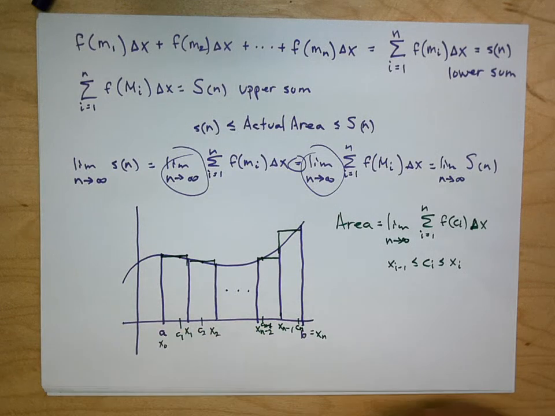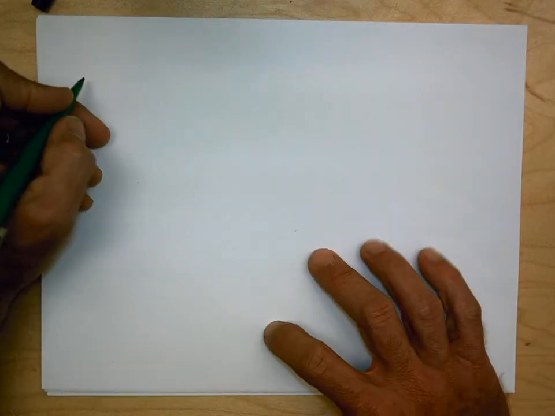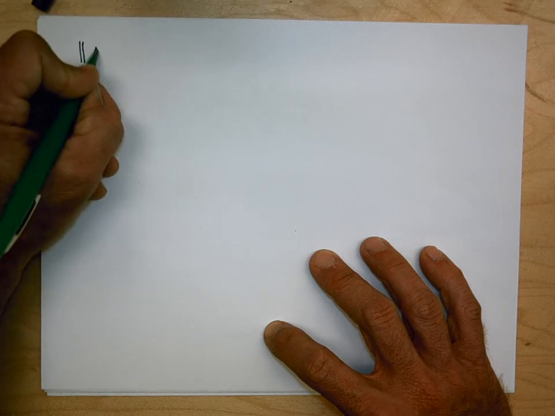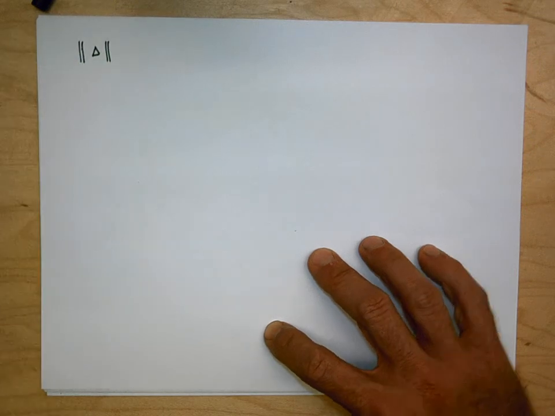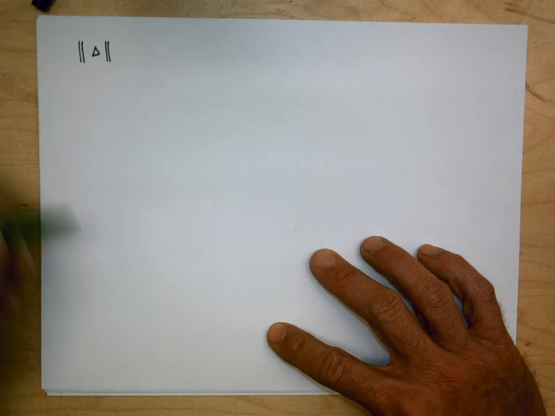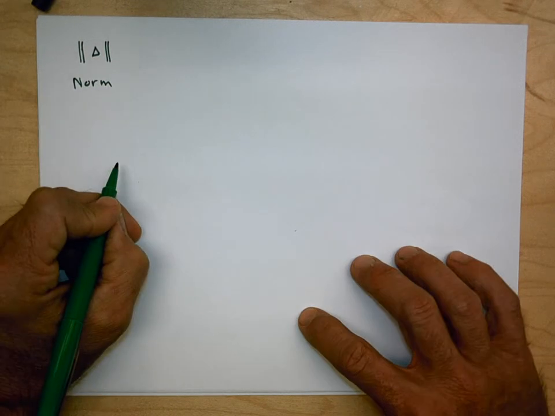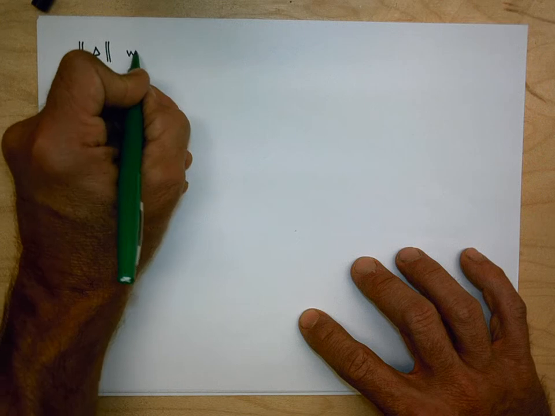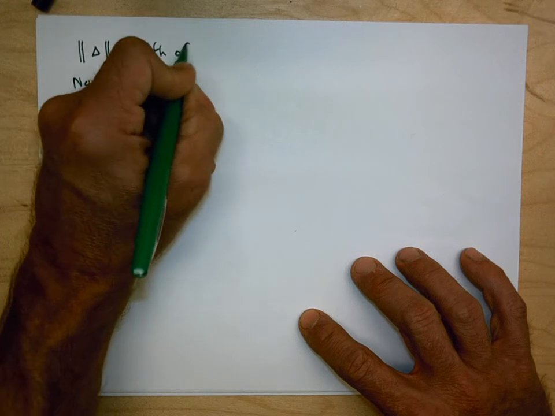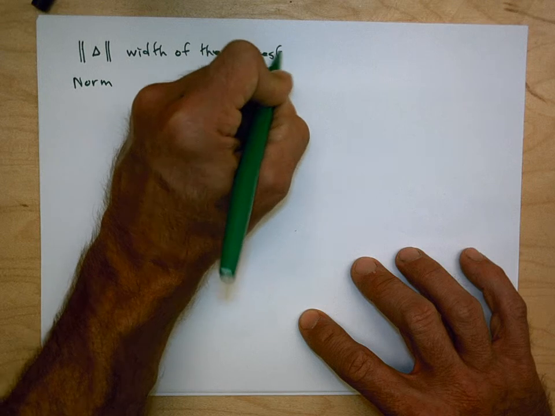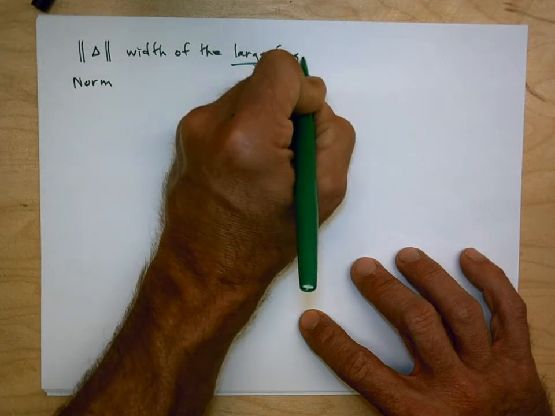Moving on to the next idea, we are going to use this notation. The double parallel lines on either side is called a norm. And the norm is going to be the width of the largest subinterval.